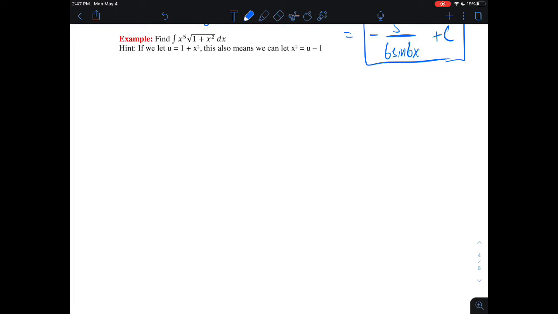So on this integral, I'm giving you a hint. If we let u equal 1 plus x squared, that's similar to what we did at the beginning of this lesson, but now we can also play around with the fact that this also means we can let x squared be u minus 1. Let's see why that becomes important.